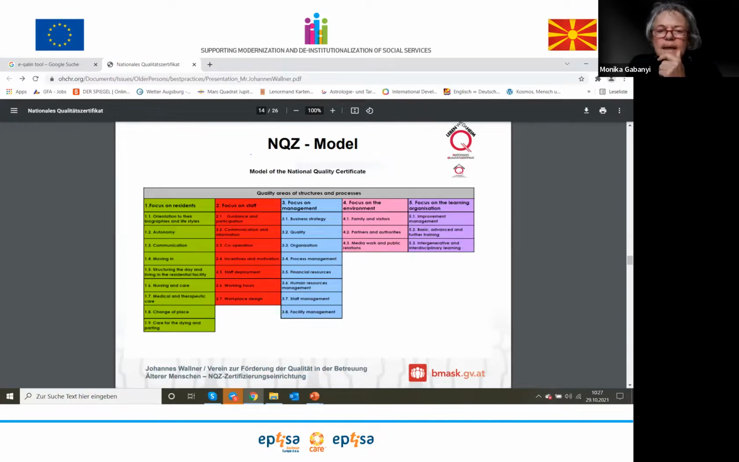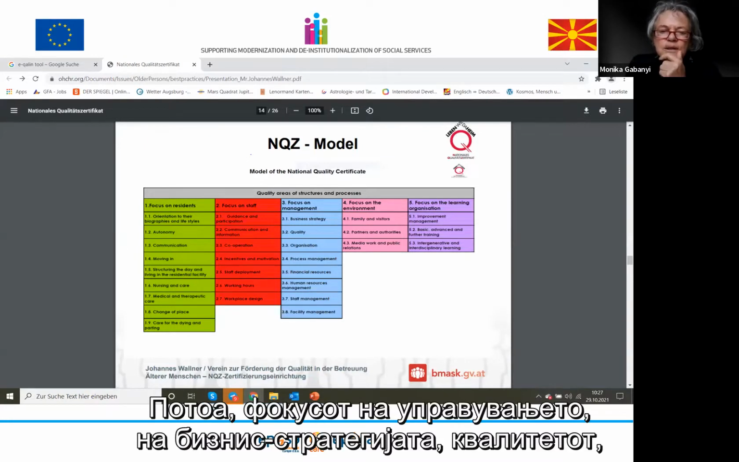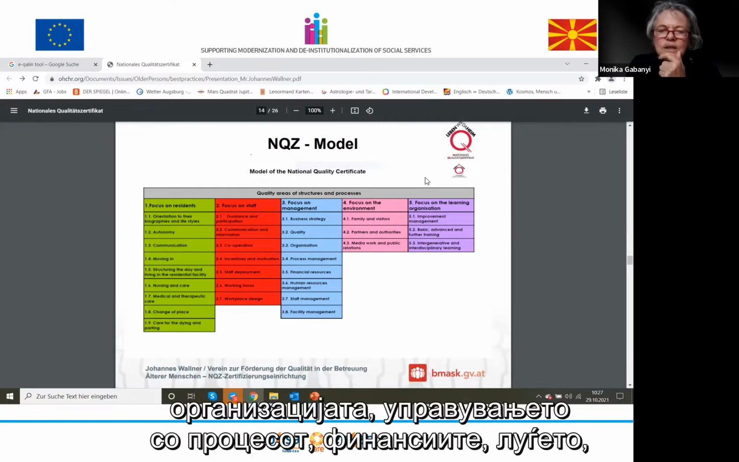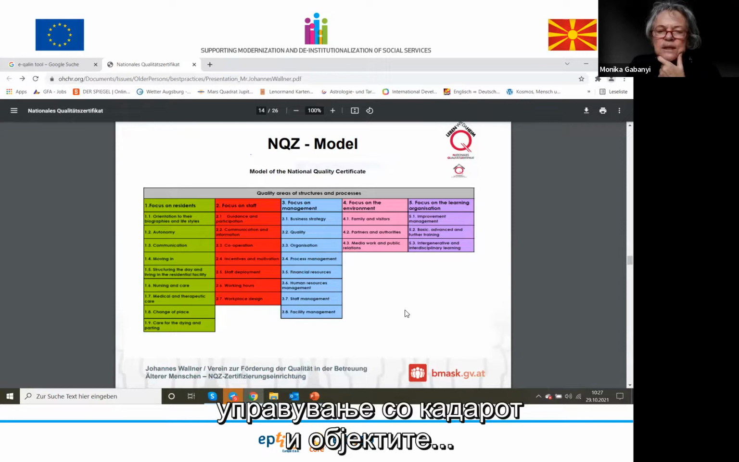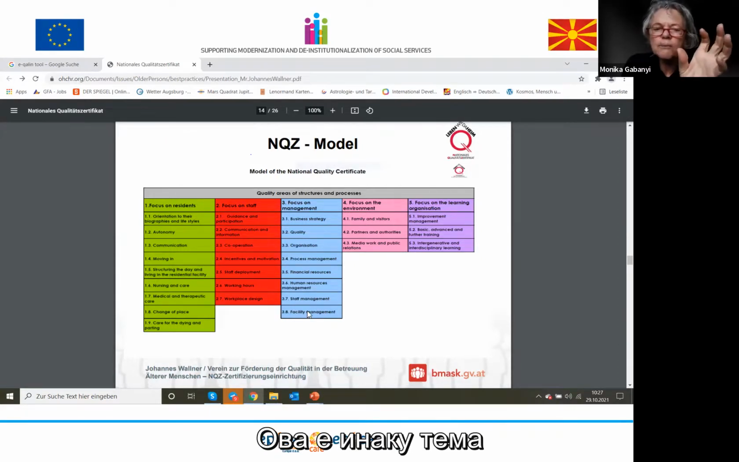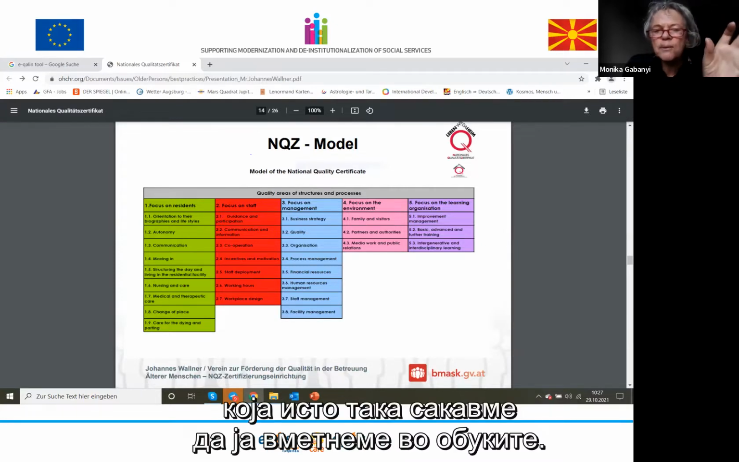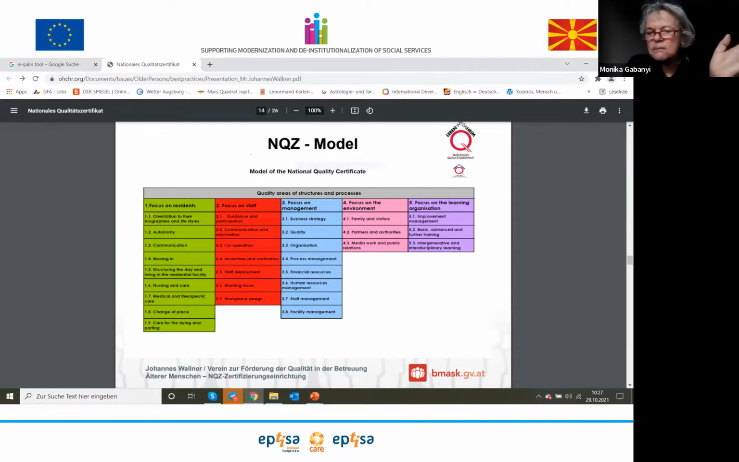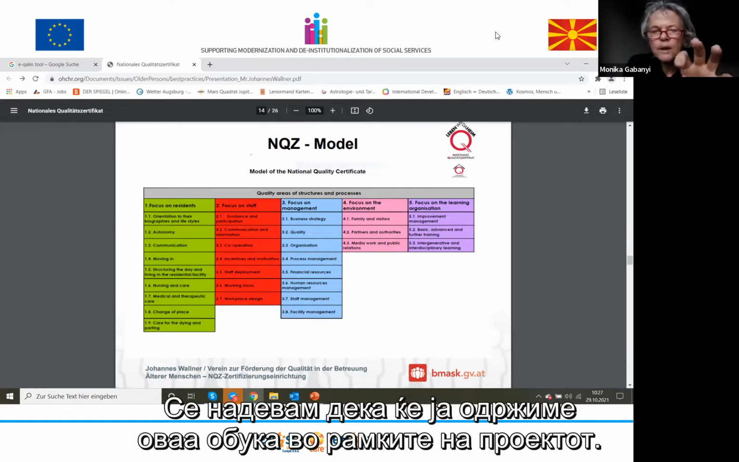Then the focus on the management, the business strategy, quality, the organization, the process management, financial resources, human resources, staff management, facility management. This is, by the way, a topic we also wanted to implement in our training cycles. So I hope we implement this training in the course of our project.